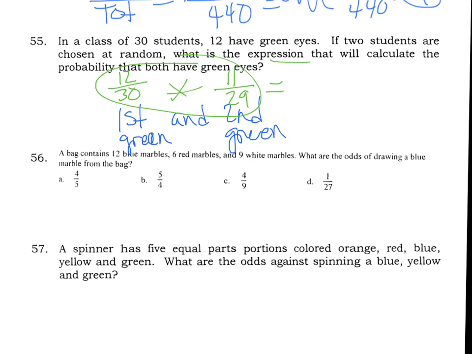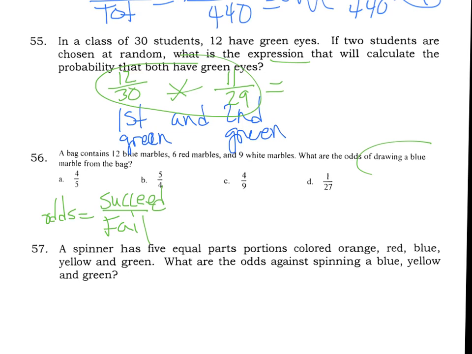Okay, number 56. A bag contains 12 blue marbles, 6 red marbles, and 9 white. What are the odds of drawing a blue marble from the bag? The whole point of this question is for you to understand that odds are different from probability. Probability is successes over total. Odds is also a ratio, but it's a ratio of number of ways to succeed over number of ways to fail. So it's successes over failures.